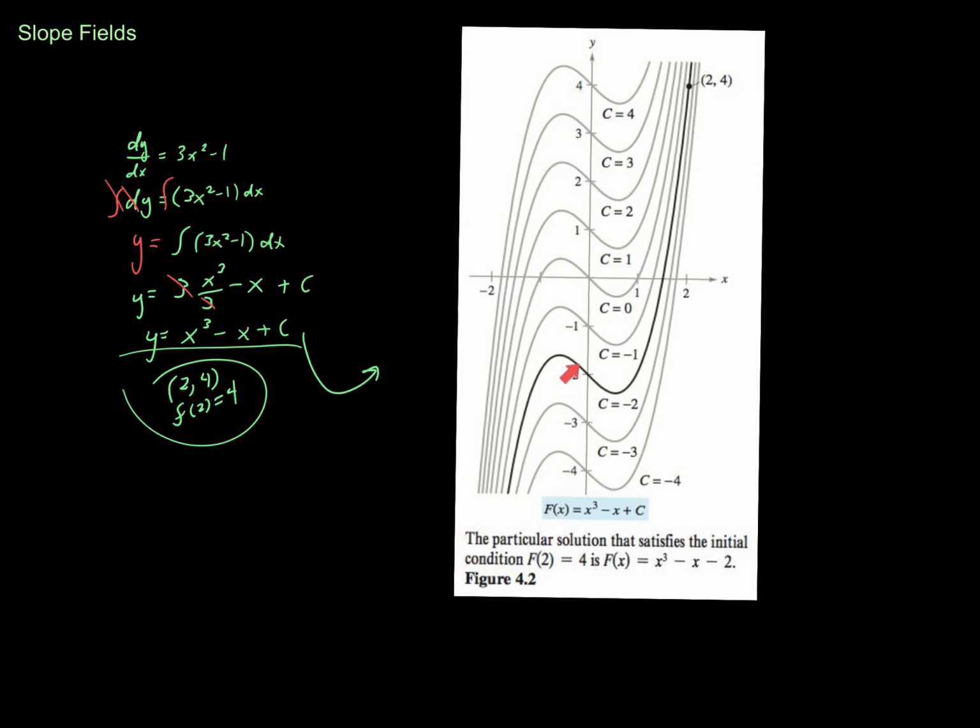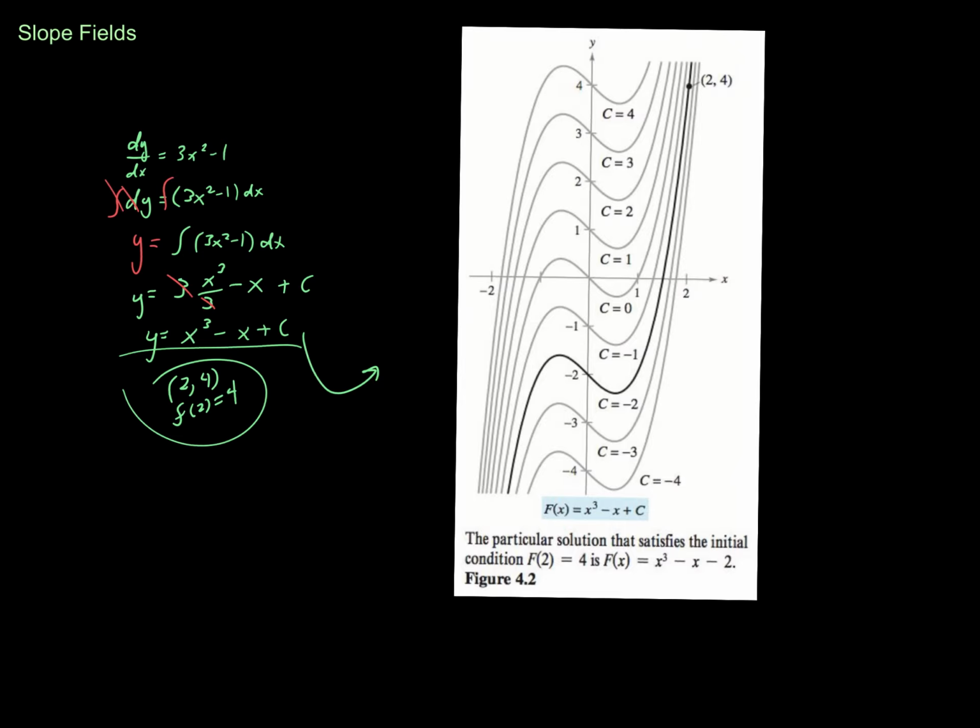And then we were talking about how it could have been any of these functions. The general curve of the cubic function here looks like this. And depending on what that constant was, we'll determine where it's going to cross the y-axis. And ours, because we knew we had this initial condition right here, (2, 4), we knew it was this black function. That is the particular solution.